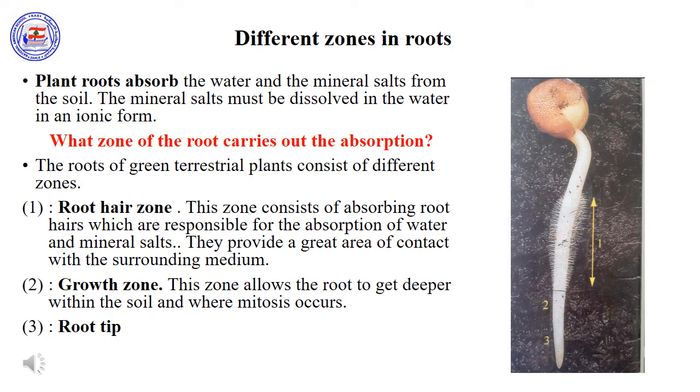The second zone is called the growth zone. This zone allows the root to get deeper within the soil, and it is the zone where mitosis of the plant cells occurs. And the third zone is called the root tip because it is found at the tip of the root.